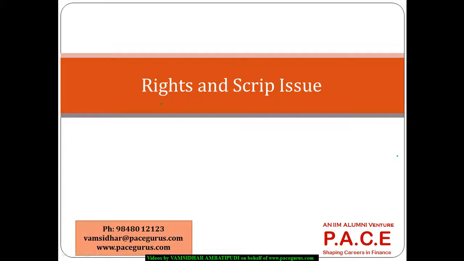Now let's look at rights as well as scrip issues, which are typically mechanisms by which companies can try to issue new shares, and those by companies which have already been quoted on the stock exchange. Those companies which are already quoted on the stock exchange can use these kinds of mechanisms to issue new shares.